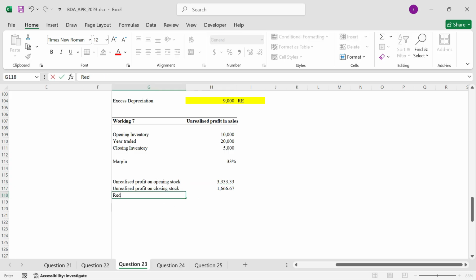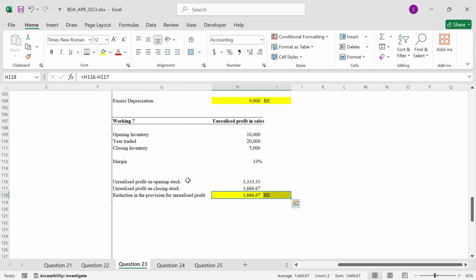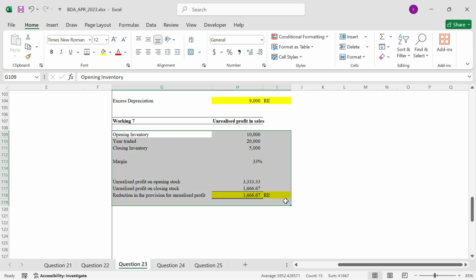So this would be a reduction in the provision for unrealized profits. And because a reduction in the provision is income, this will also affect my retained earnings as an amount of income. It should be this minus this. So then these were the sales from S to H.